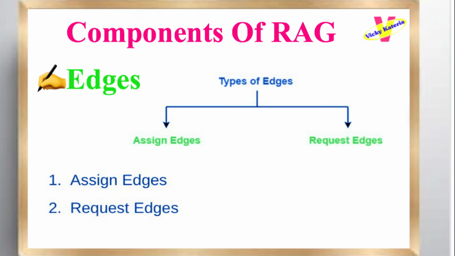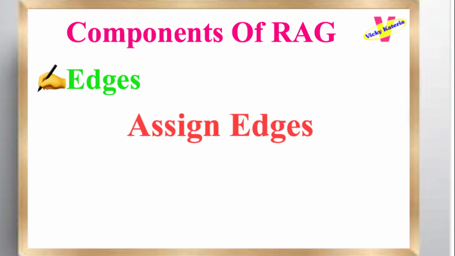Edges. There are two types of edges in a resource allocation graph: assign edges, request edges. Assign edges. Assign edges represent the assignment of resources to the processes.